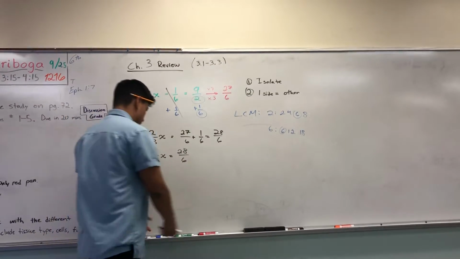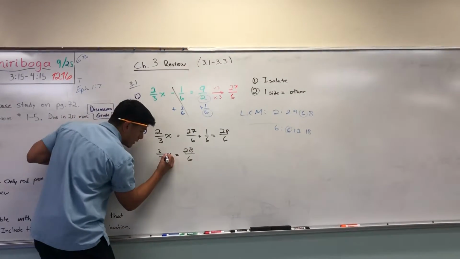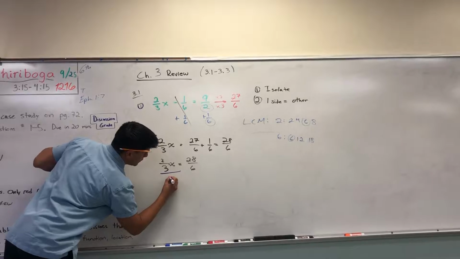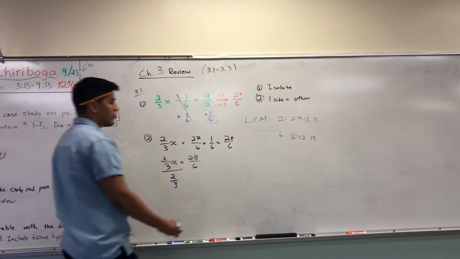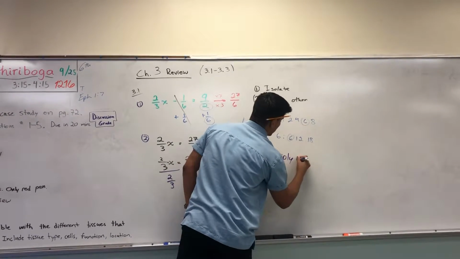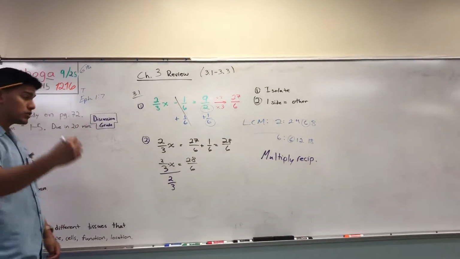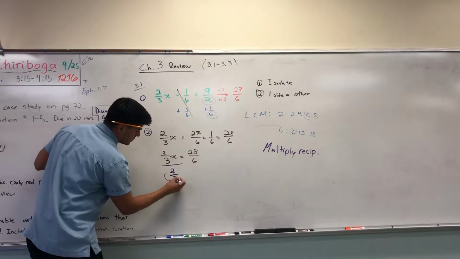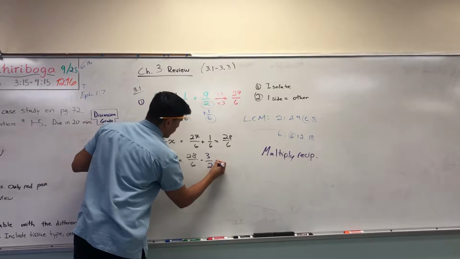Next step is to go ahead and divide by this 2 over 3. 2 over 3 is multiplied to x, which means the inverse operation would be to divide by 2 over 3. Whenever we divide by a fraction, we are multiplying by the reciprocal. Okay, very important that you remember that. Do not just multiply this fraction to the other side. You have to multiply by the reciprocal, which is the inverse of this fraction. So you have to multiply by 3 over 2.